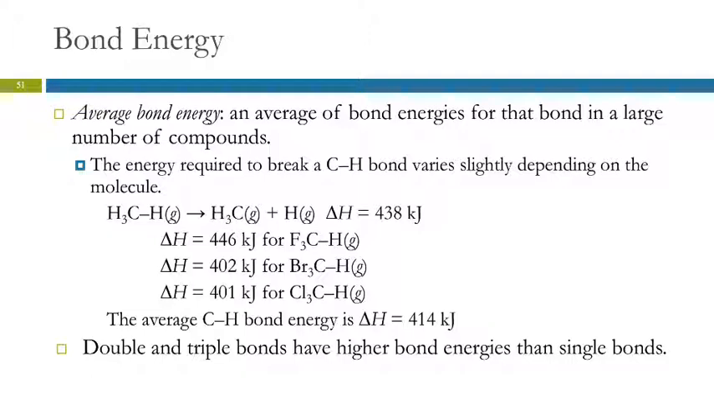And instead of trying to deal with all these zillions of different kinds of bonds, we're just looking at an average bond energy. Because when we use these to estimate enthalpies of reaction, it's going to be an estimate. So we look at the average carbon-hydrogen bond energy, 414. Now, double and triple bonds are stronger, and so they have larger, higher bond energies than single bonds do.